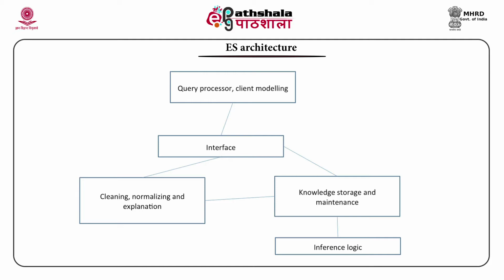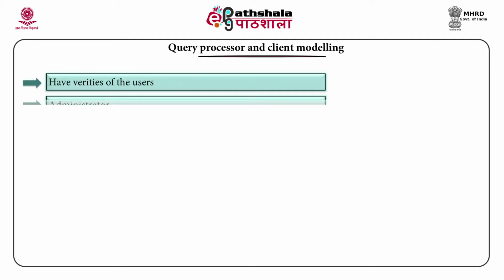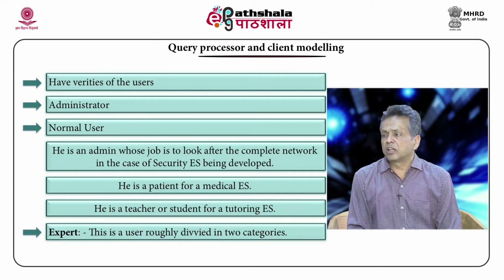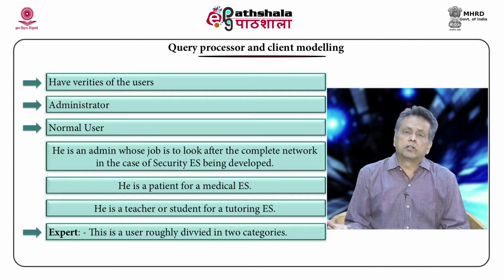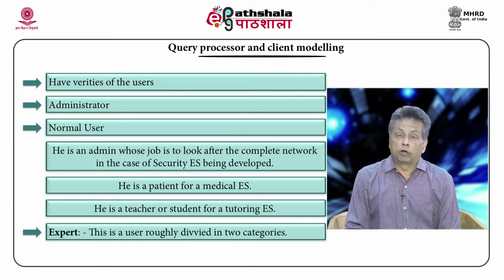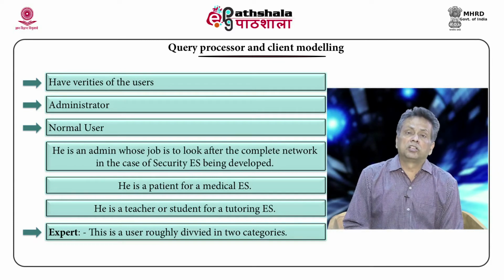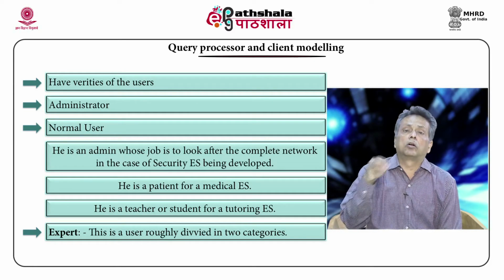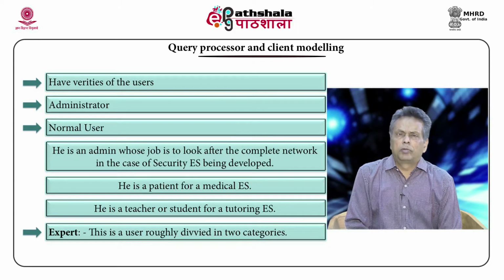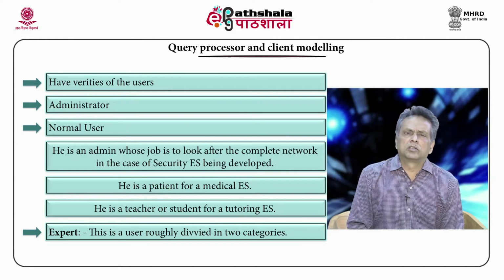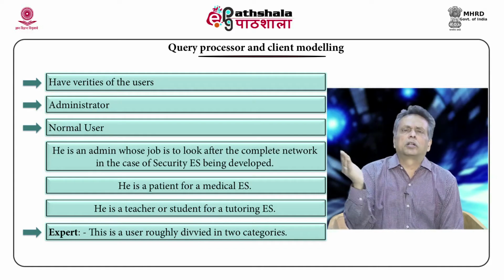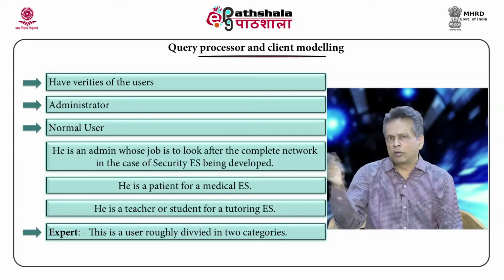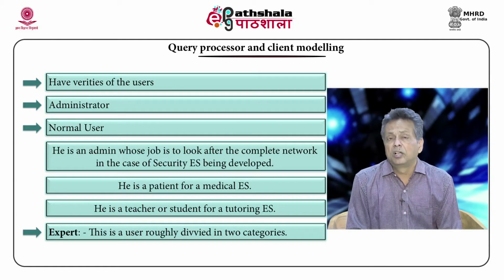Let us take each component one after the other. The first one is called query processor and client modeling. We have a variety of users, and one of them is the administrator. You know, an administrator is almost always there in all computer systems. But the administrator is also there in conventional systems. There is no difference here between a conventional system and an expert system. So, I will not be talking about administrators any longer.